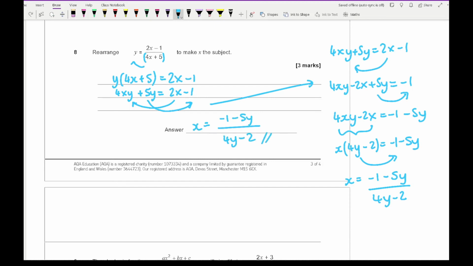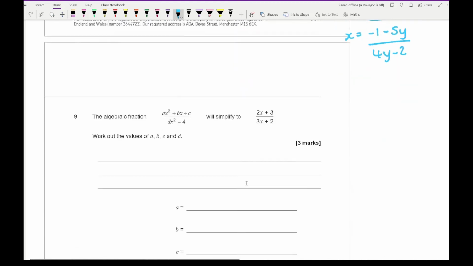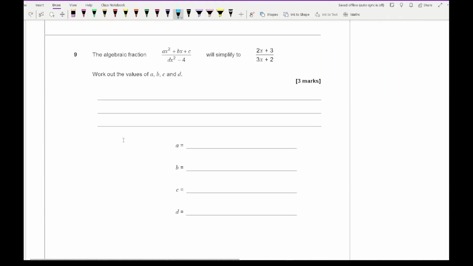And then finally, moving to our next question, looking at question 9, it says that the algebraic fraction ax squared plus bx plus c over dx squared minus 4 will simplify to give you 2x plus 3 over 3x plus 2. And we want to work out the values of a, b, c and d.